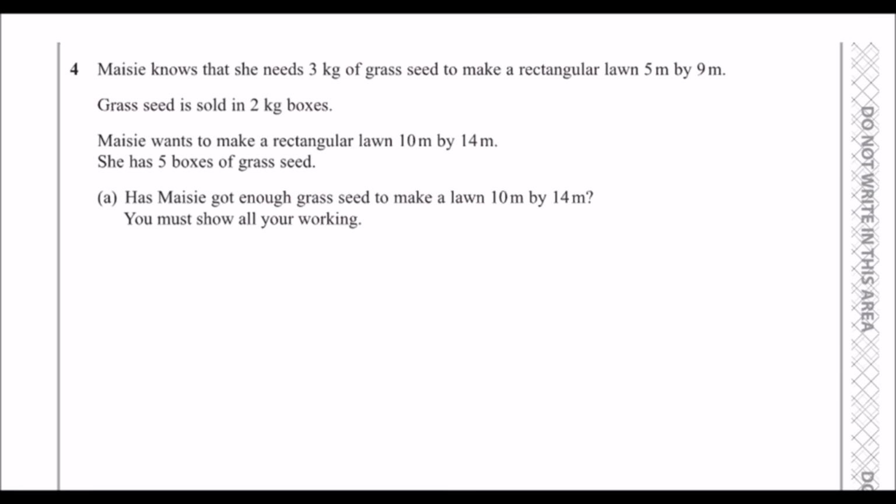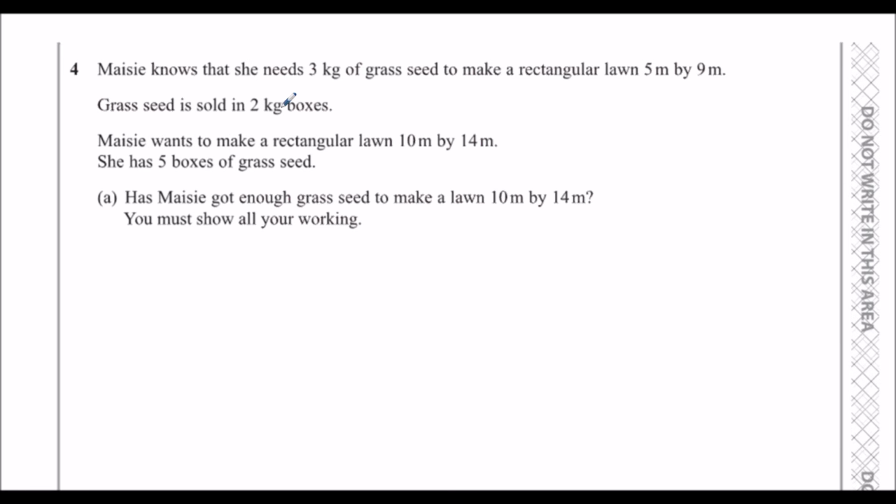Question 4. Maisie knows that she needs 3 kilograms of grass seed to make a rectangular lawn 5 by 9 meters. Grass seed is sold in 2 kilogram boxes. Maisie wants to make a rectangular lawn 12 meters by 14 meters. She has 4 boxes of grass seed. Has Maisie got enough grass seed to make a lawn 10 meters by 14 meters? The lawn she wants to make. You must show all your working.